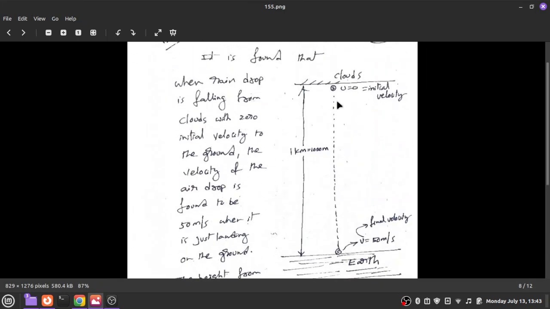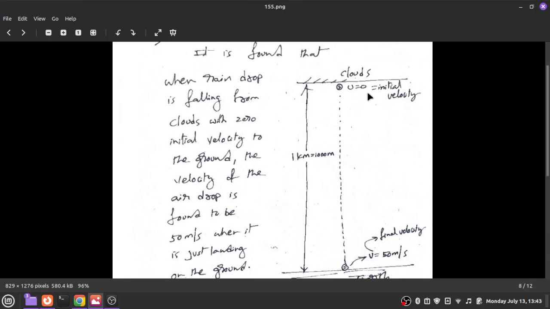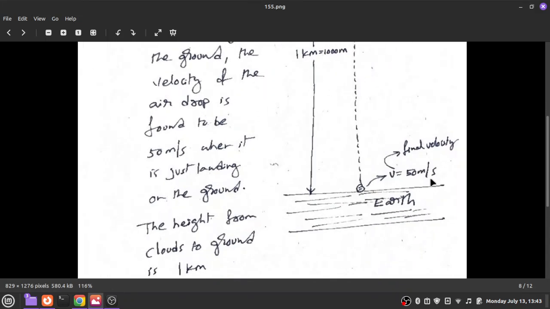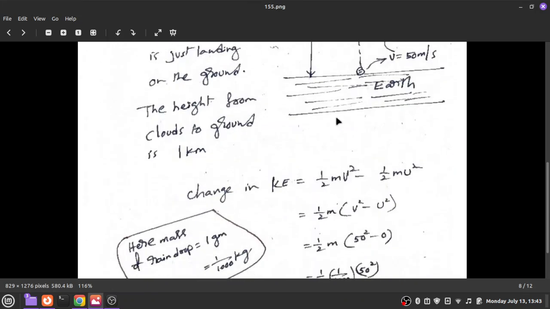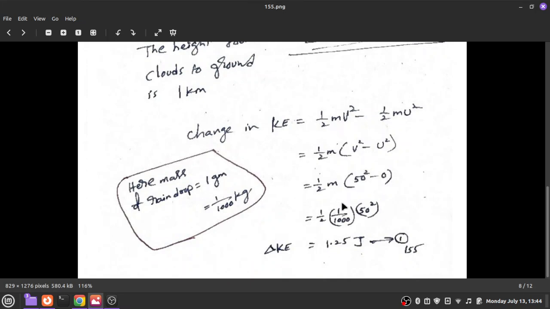The initial velocity is 0, which means the initial kinetic energy, half m u squared, is 0. The final velocity is 50 meters per second, which means the final kinetic energy is half m v squared. Therefore, the change in kinetic energy is equal to the final kinetic energy minus the initial kinetic energy. Since u is 0, you get half m v squared as the final expression for the change in kinetic energy, which is 1/2 m v squared.